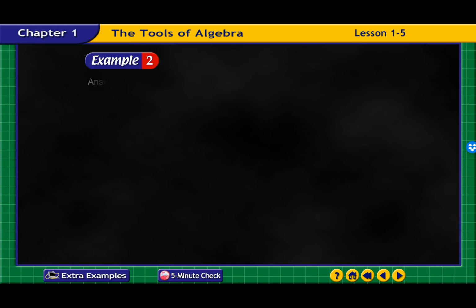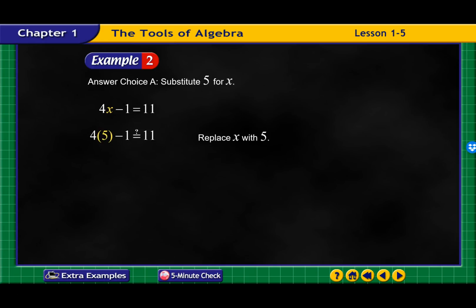Test each value. So first we're going to substitute in 5 for x. Replace x with 5. They skipped a couple steps there. 4 times 5 is 20, minus 1 equals 19. That is not equal to 11, so that's not it. Let's try choice B, substituting in 4 for x. So replace x with 4. This is going to come out to 16 minus 1, which comes out to 15. That is not correct. So it's not the answer B.